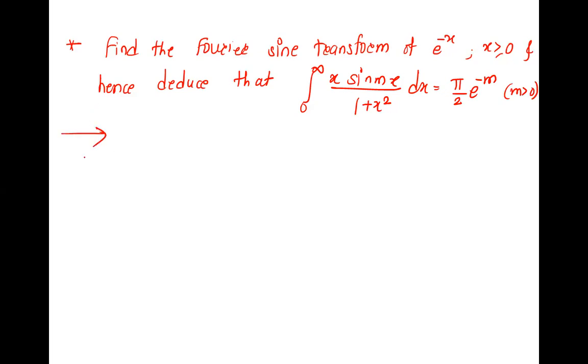Read the question carefully first. Find the Fourier sine transform of some function and hence deduce. I told you, what are the hence deduce part generally? Inverse. Very good. So inverse part is there. Whatever is x, that should be what then?